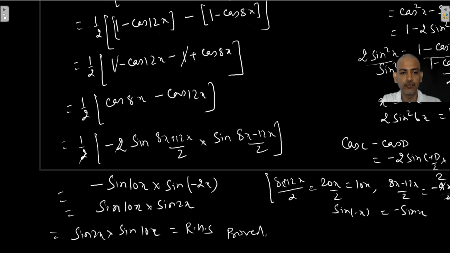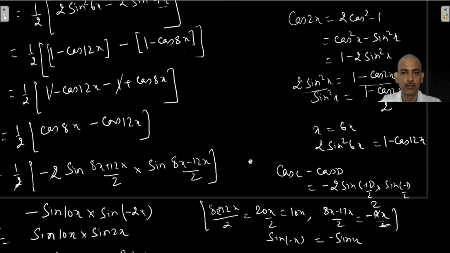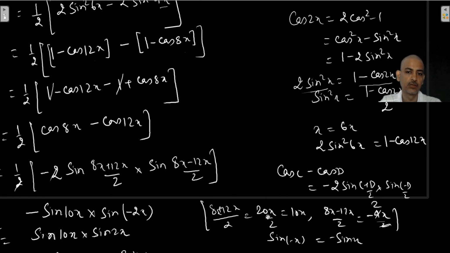So here again, if you look at the concepts, there is one formula you need to know, which is cos 2x in terms of sine square x. You also need to know the formula for cos c minus cos d. So these two things, if you know, you will be able to solve this problem. So this is the first thing, and this is your second thing. This is all you got to remember.